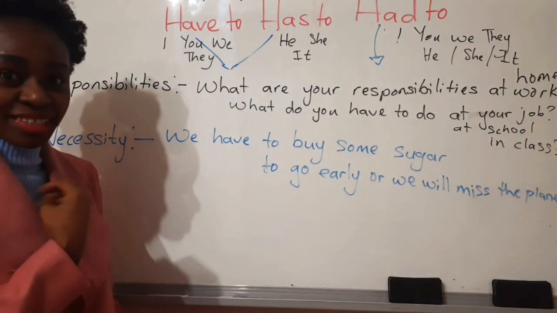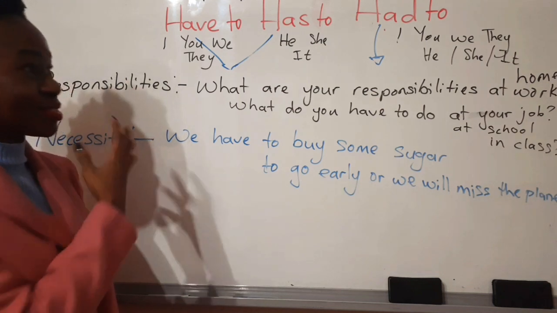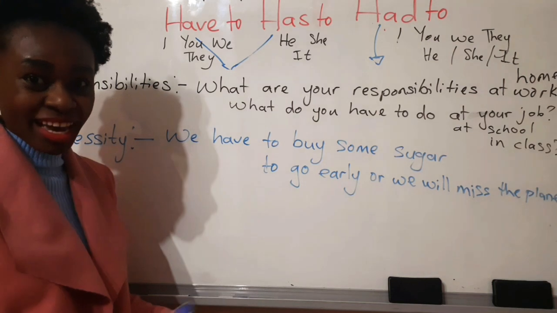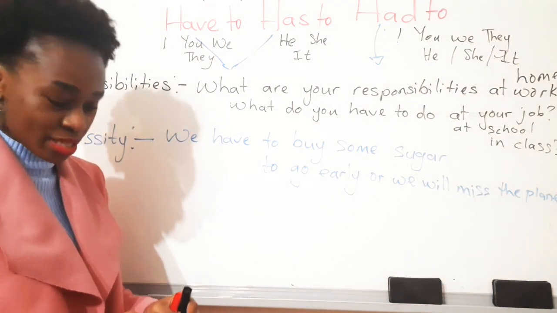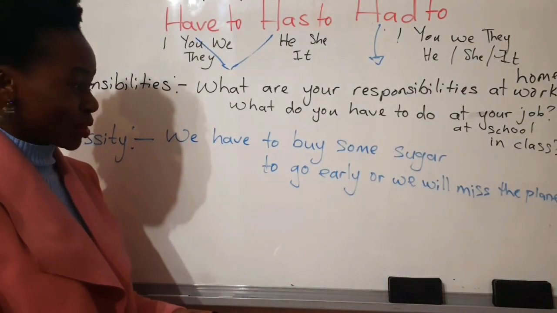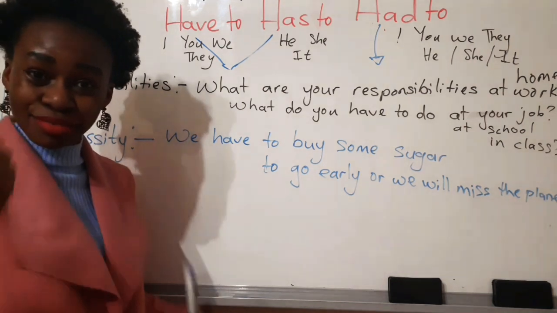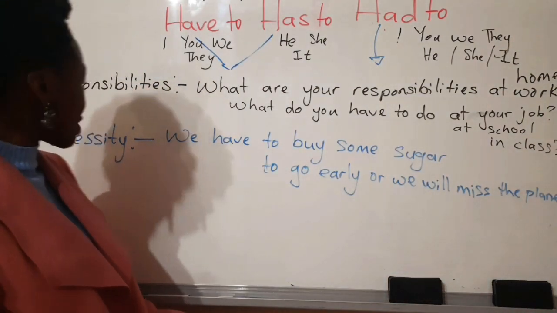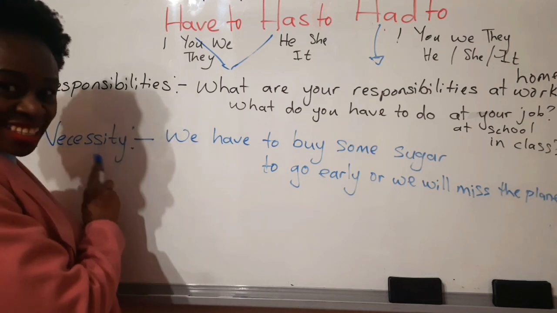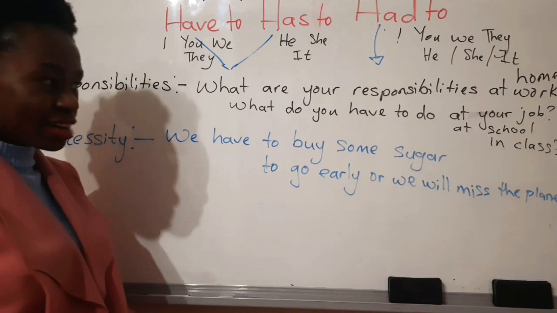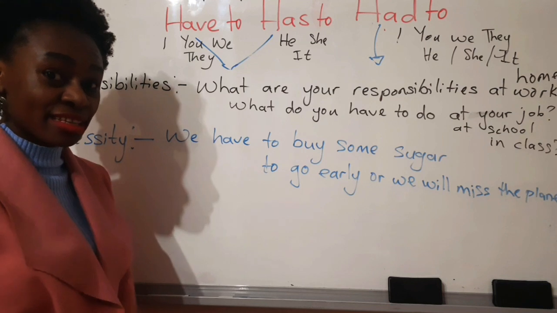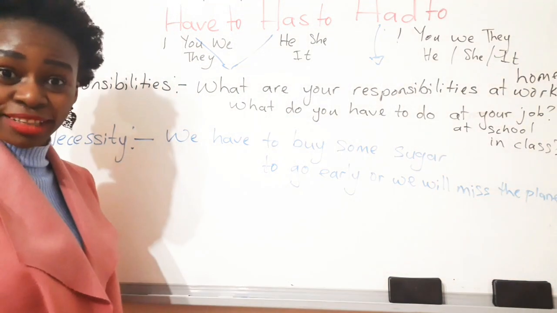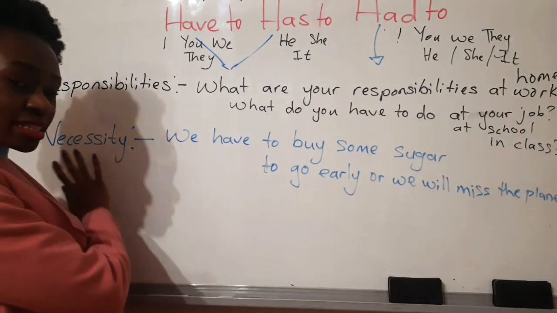Normally this is from inside. I have to do this. You feel you need to do this. Or, for example, for me, I have to drink a lot of water every day because it helps me feel energetic. I have to drink a lot of water. So it's not a responsibility, it's a necessity. I have to exercise because I need to be healthy. So I have to, necessity.